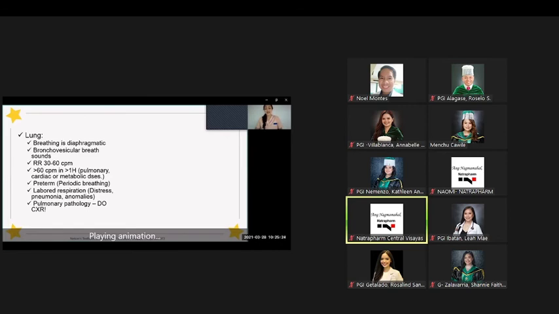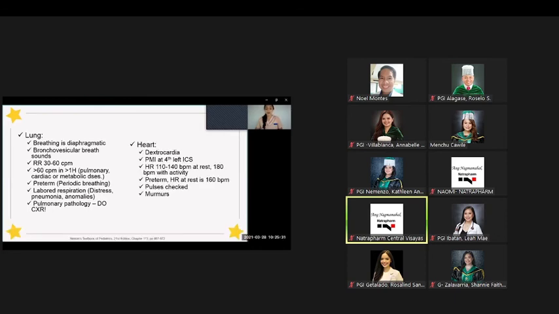The apex is located at the fourth left ICS; a changed location may be seen in pathologic conditions such as pneumothorax. The heart rate is usually 110 to 140 beats per minute at rest and may increase to 180 beats per minute during activity. Preterm infants usually have a higher resting heart rate, 160 beats per minute, but may have sudden onset of sinus bradycardia secondary to apnea. Pulses need to be palpated in the upper and lower extremities to detect coarctation of the aorta, in which there are stronger pulses in the upper extremities than the lower extremities.